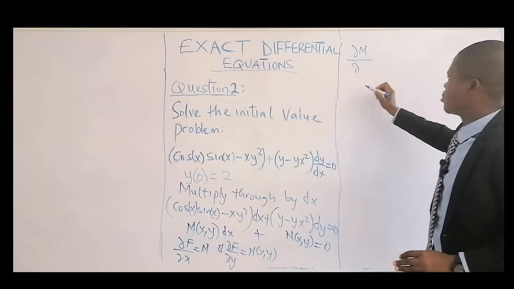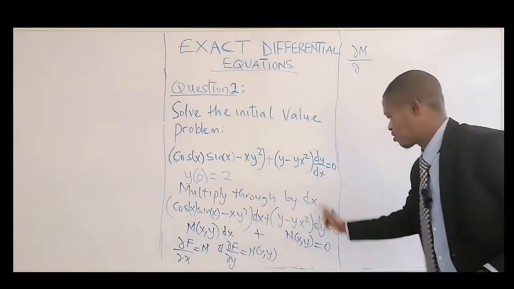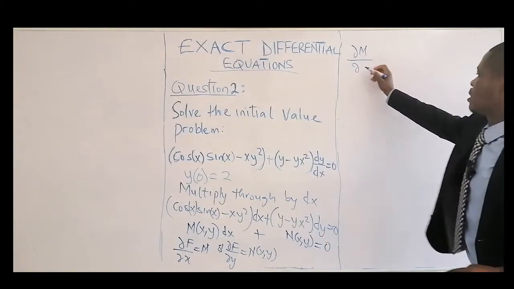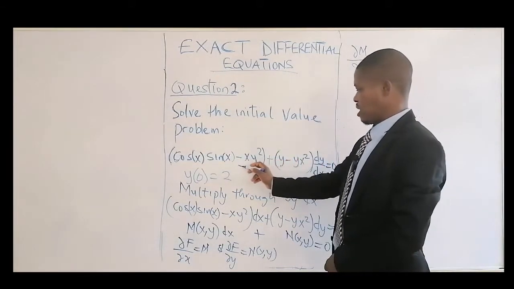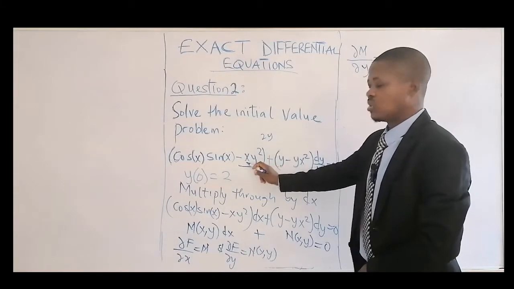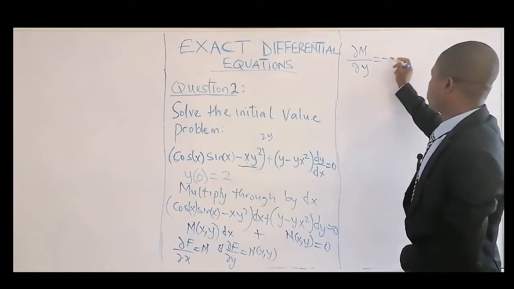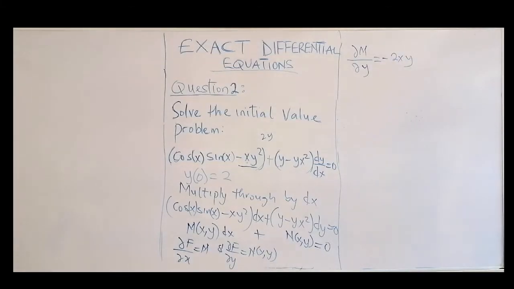So what we now do is a test for the exact: delta M with respect to the other function, the y. And that will be equal to what? When you are differentiating partially, you look for where you have y. I only have y here. So I'm going to differentiate y, which is equal to 2y. And this one is a constant. So I'm going to have minus 2xy.